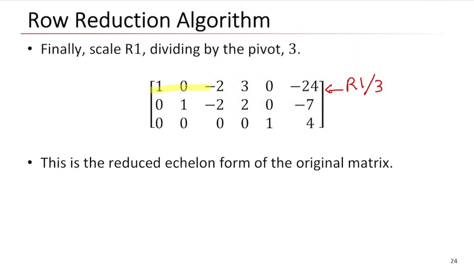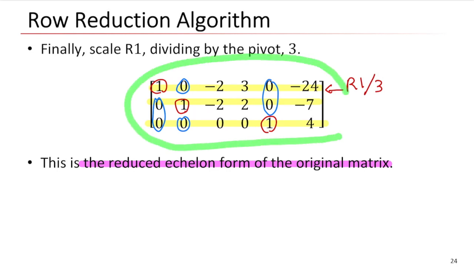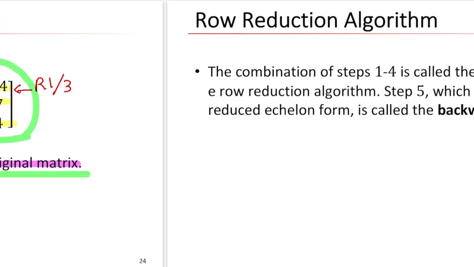Finally we get row 1, row 2, row 3 like this with the 3 pivot positions, right? And there are zeros below and above the pivot positions. So we could say this is the reduced echelon form of the original matrix. Why is the reduced echelon form important? We can easily find the solution of this reduced echelon form, and that solution will be the solution of the original matrix. Okay, so that's what we have done so far.